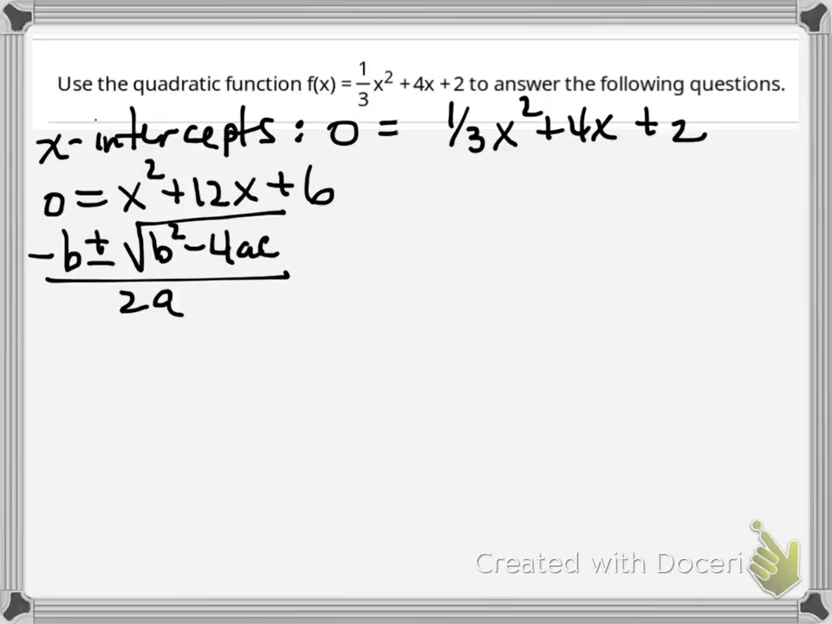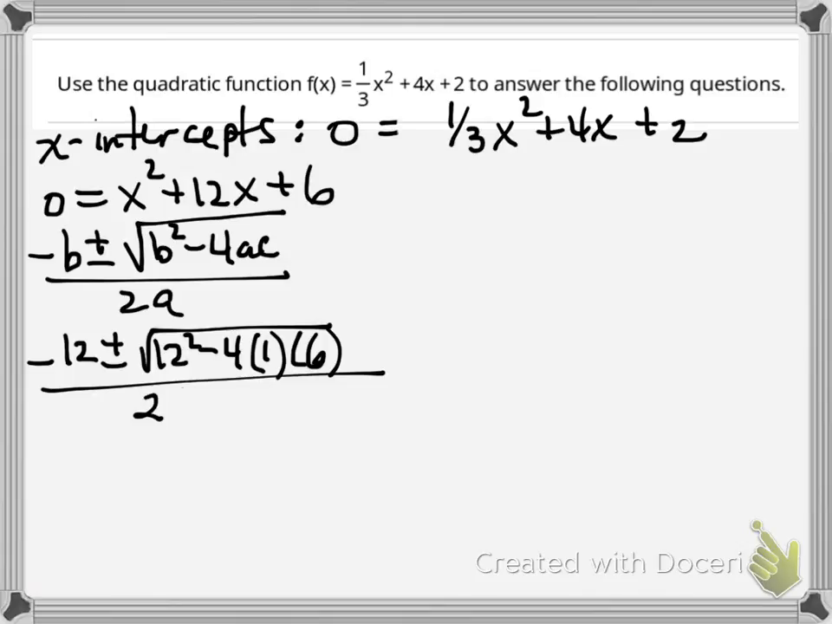This is a formula that you'll want to memorize. This is a very important formula. And what this formula does is it allows us to find the x-intercepts, or the zeros, of the function. So plugging in the values, remember we're using the equation up above, we're going to plug 12 in for b, 1 in for a, and 6 in for c.